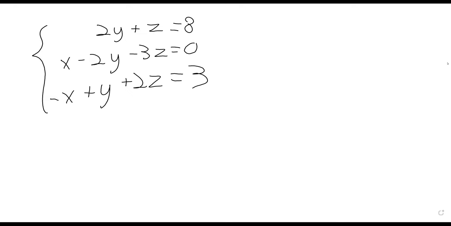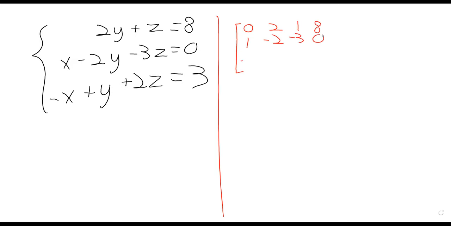Well, before I go to our calculator, let's remind ourselves what we're going to do here. We're going to store this system as an augmented matrix. And in this matrix, each column corresponds to a variable, except that last column, which corresponds to the equality, and every row corresponds to an equation.